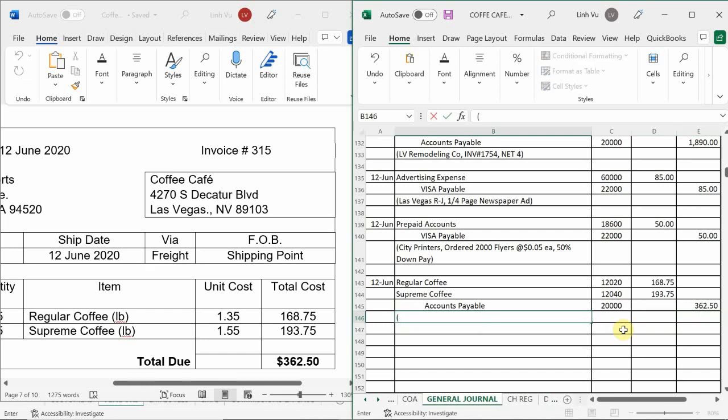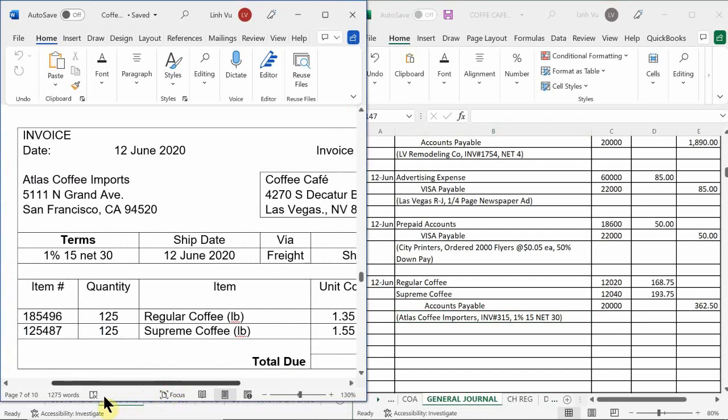So in this case, you have every piece of information that you need, right? Who did we receive this invoice from? Atlas Coffee Importers. Good. We have the invoice billing number, right? We were billed invoice number 315. And of course, we also have terms. We're going to get a 1% discount if we pay within 15 days. If not, the entire bill is due in 30 days. So they give us 30 days to pay for this coffee.